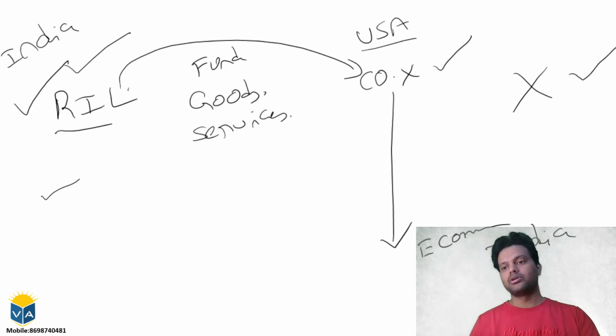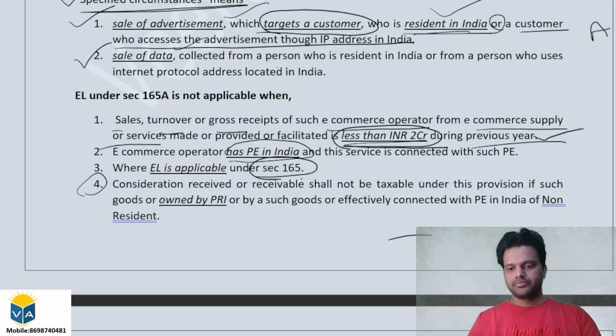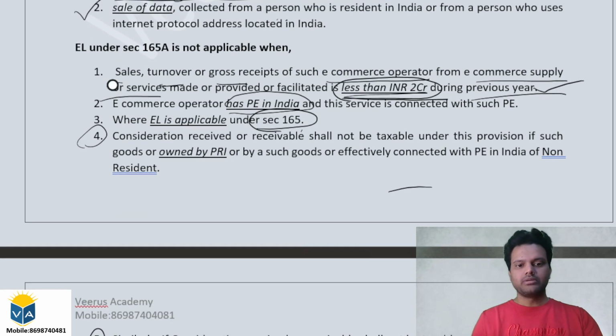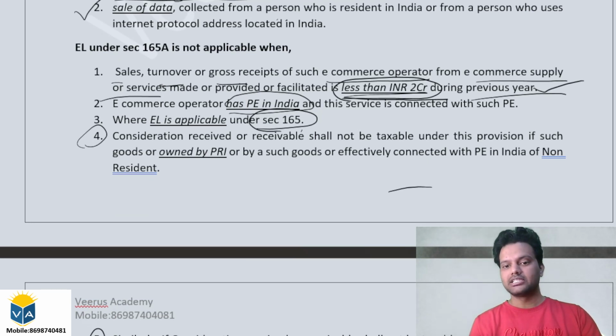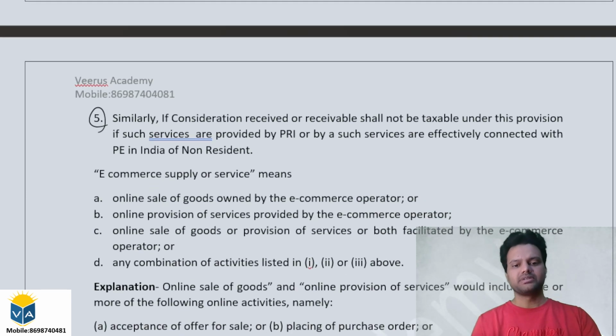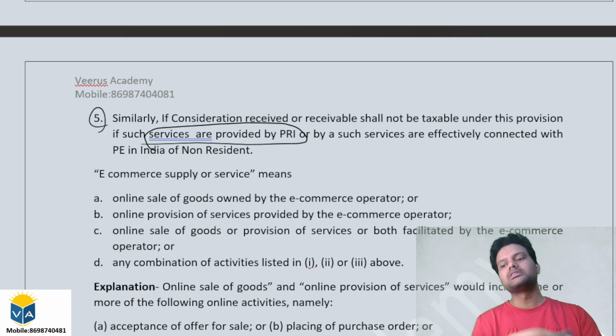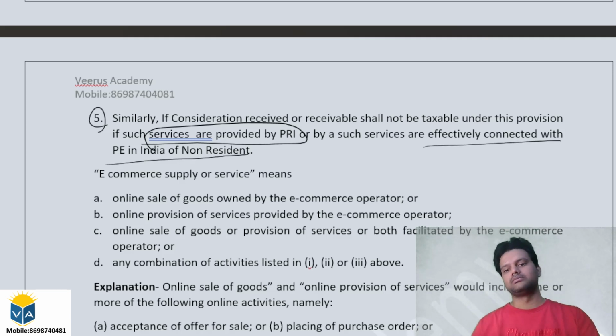So that is what point number 4 and point number 5 is about. That is the exception list. So point number 4: consideration received or receivable shall not be taxable under this provision if such goods are owned by a person resident in India, Reliance Industries in this case, or if such goods are effectively connected with the PE in India of the non-resident. Similarly, consideration received or receivable shall not be taxable under this provision if such services are provided by the person resident in India, like Reliance Industries providing services to the company X. So whatever business company X is doing, indirectly those services provided by Reliance Industries only are connected to Reliance Industries, who is a person resident in India. In that case also, these provisions of section 165A are not applicable.